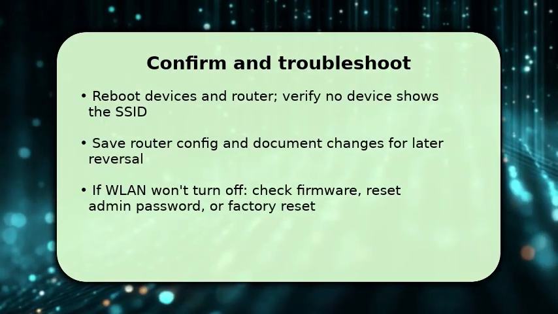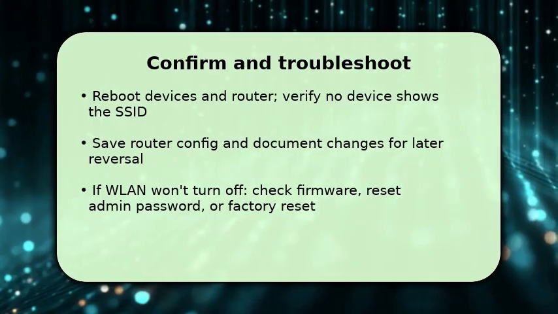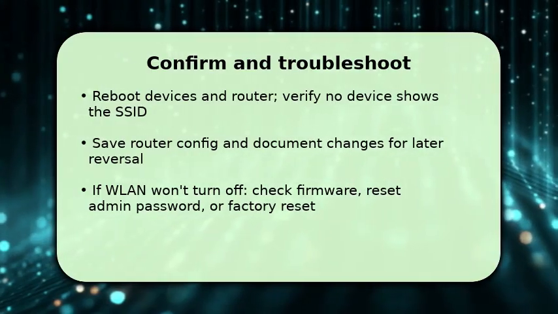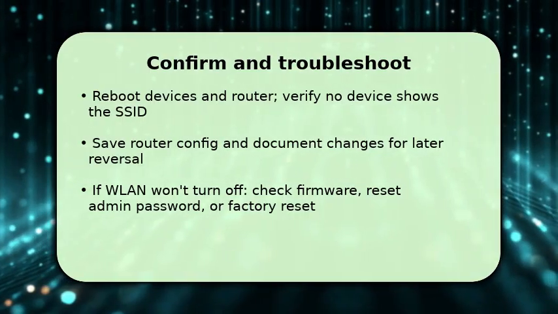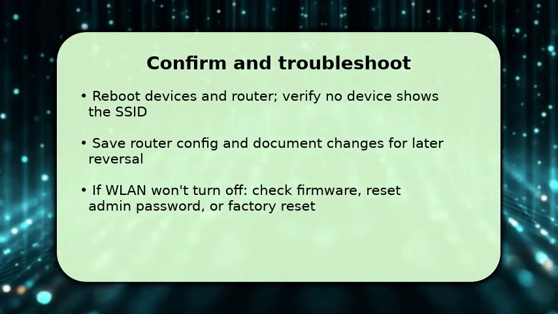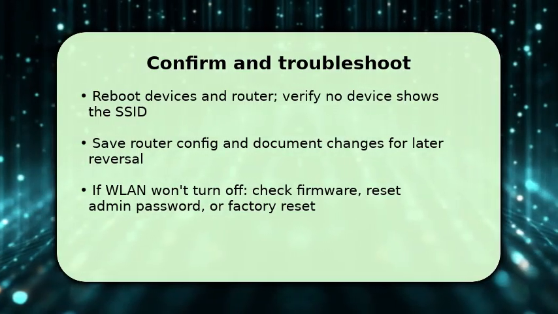If the WLAN won't disable, check for pending firmware updates and retry. If that fails, reset the admin password and retry, or perform a factory reset as a last resort. This often clears stuck settings and lets you reconfigure cleanly.